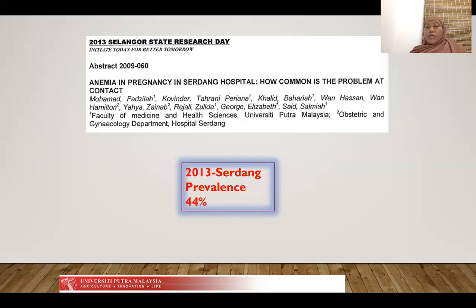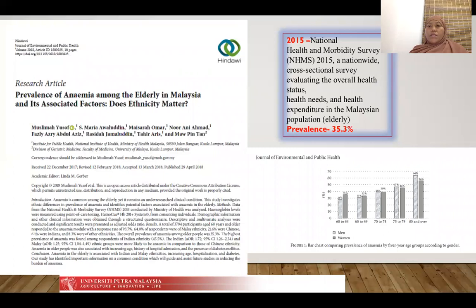And surprisingly, in 2013, with permission of our CRC of Sedang Hospital, we were able to find that the prevalence is significantly higher, around 44%. What are the causes for the anemia within this anemic pregnancy, Sedang Hospital was not able to look into in detail because this was just a cross-sectional study. And in 2017, there was another paper that shows the prevalence of anemia was around 35.3% in elderly patients.